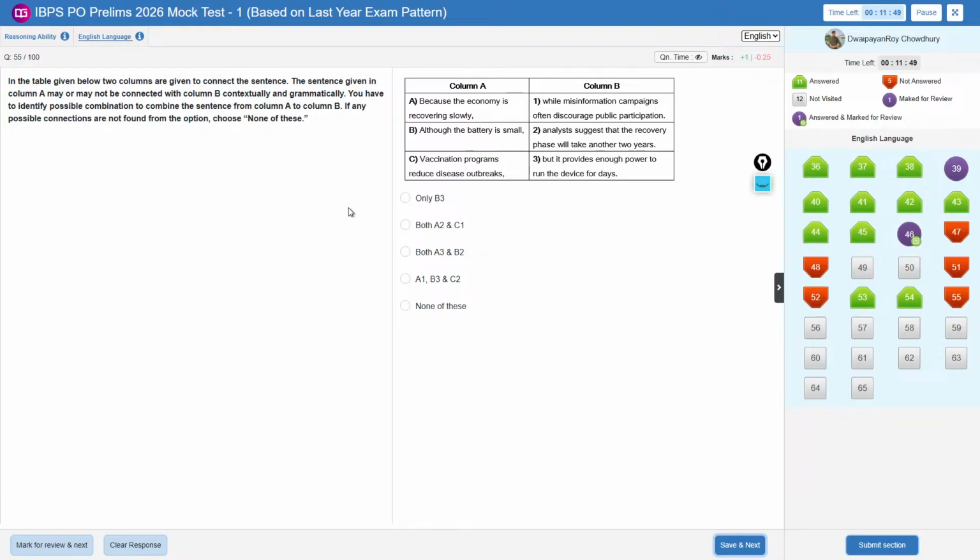A2, although the battery is small, but it provides enough power to run the device for days. So B3 is a seemingly nice pair. Vaccine program reduce disease outbreaks while misinformation campaigns often discourage public participation. C1. A2 and C1. Although okay, although and but okay. Two things cannot come together. So A2 and C1.